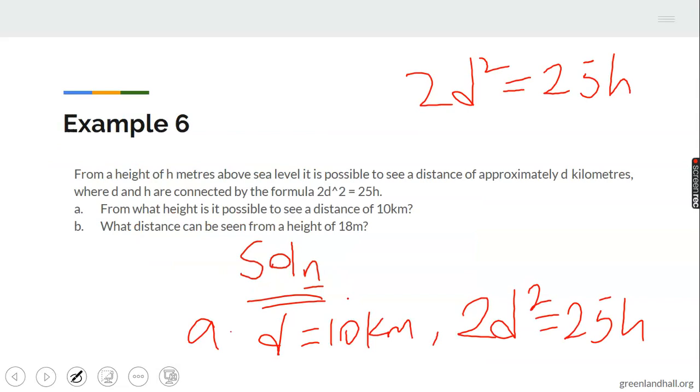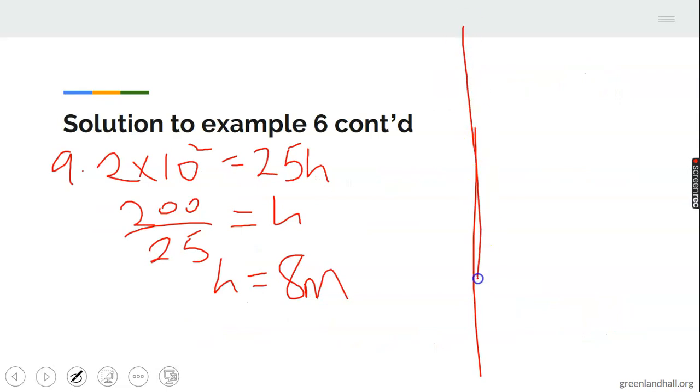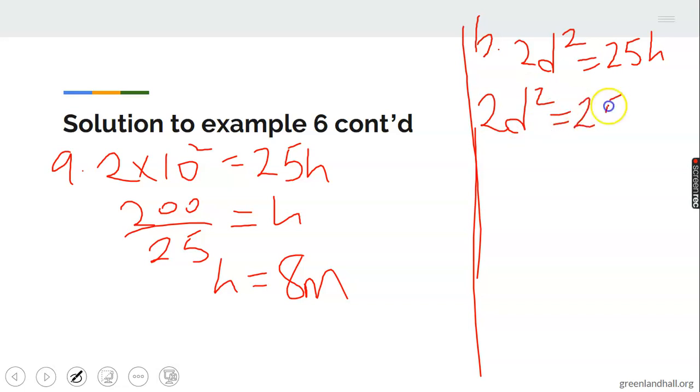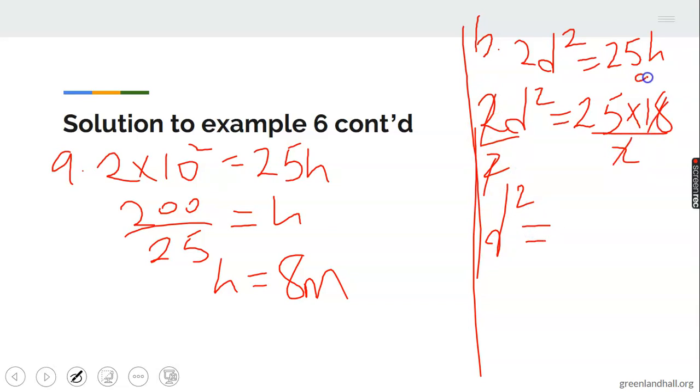Okay. What distance can be seen from a height of 18 meters? This is B. You have your formula to be 2d squared equals 25h. From the height of 18 meters, that will be 2d squared equals 25 multiplied by 18. Then divide both sides by 2. That means d squared equals, this is 9.